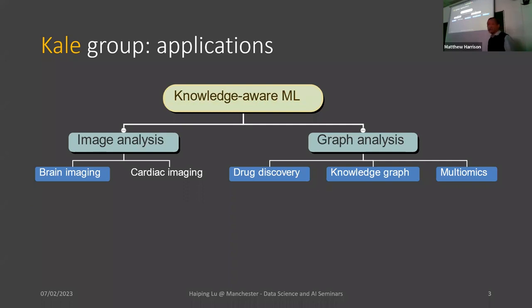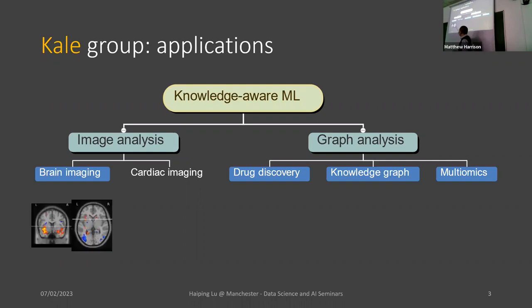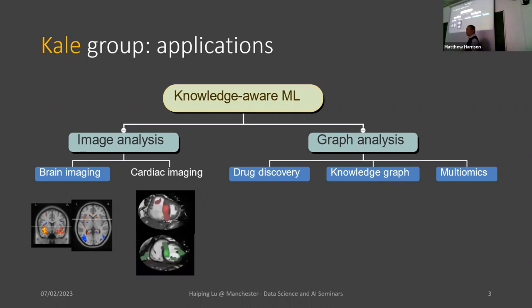In terms of applications, we focus on two primary areas. One is image analysis, in which I started to work on brain imaging, which is brain MRI, and then we moved on to work on cardiac imaging, which is MRI for the heart. And then gradually we moved to the other big area I've been growing in Sheffield, which is drug analysis. We started working on drug discovery, trying to predict whether a drug will bind with a target.